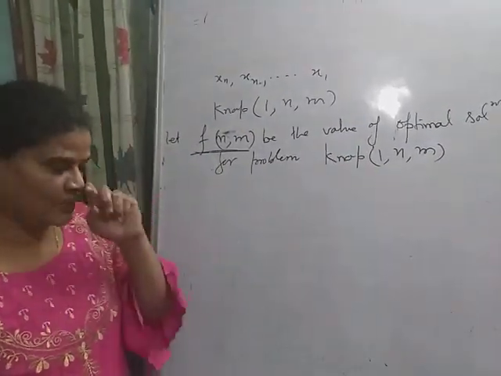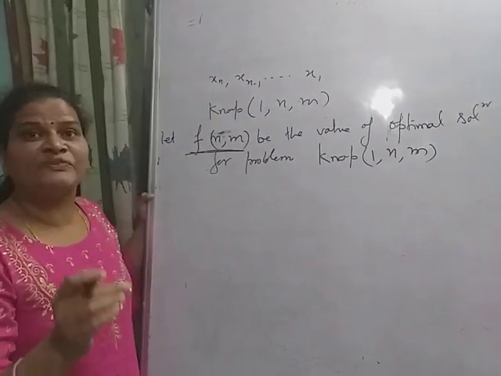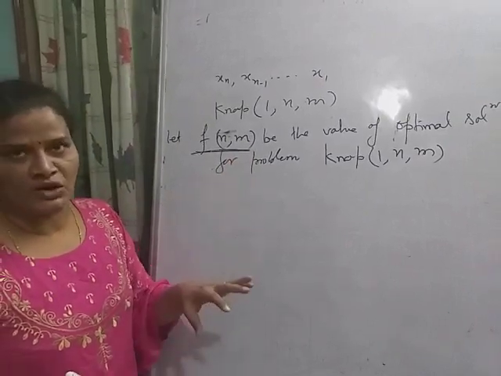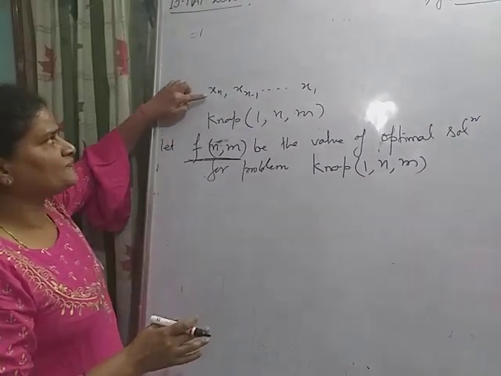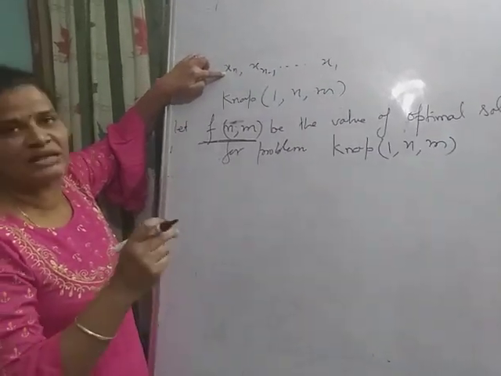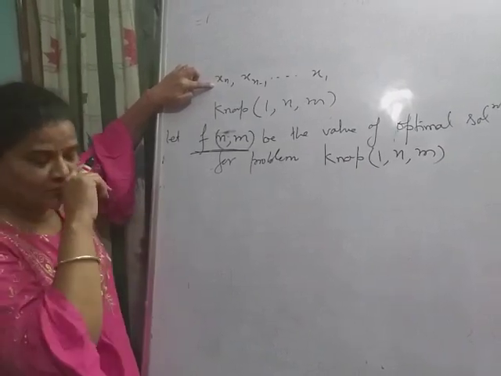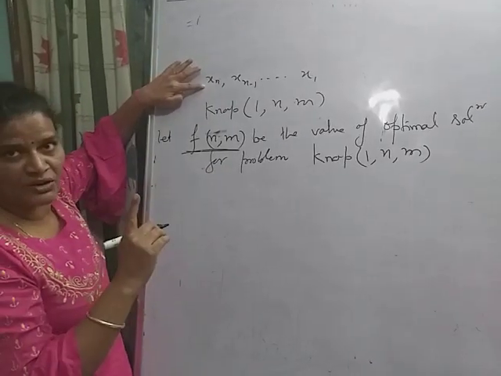Now first we see whether the principle of optimality applies to this problem or not. What is the concept of the principle of optimality? First I have to take the decision for the nth object. If I am taking the decision for the nth object, there are two possibilities for xn.